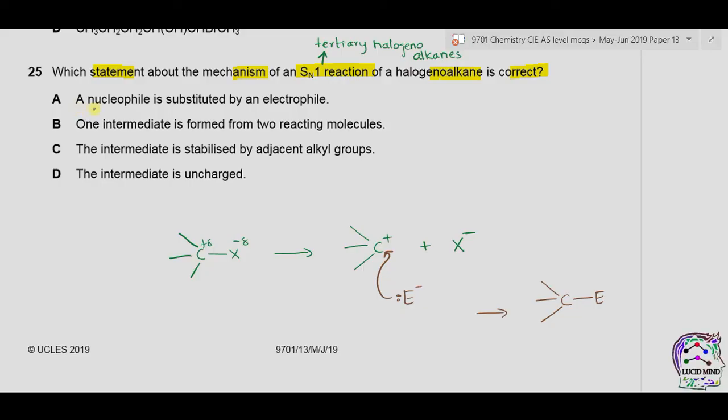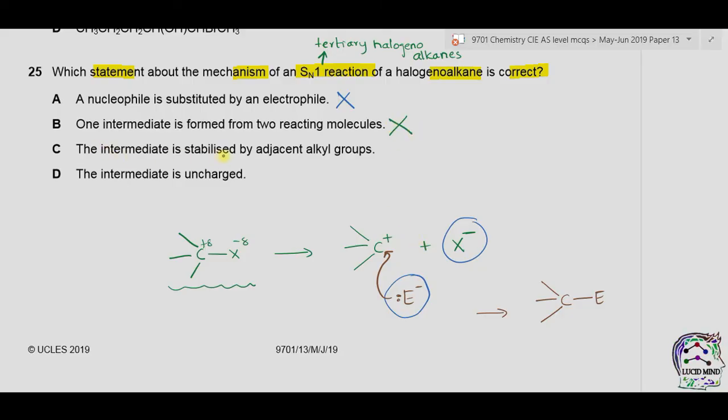Let's look into the options. A, a nucleophile is substituted by an electrophile. As we can see that both X negative and E negative are nucleophiles because they have negative charge. So therefore A is incorrect. B, one intermediate is formed from 2 reacting molecules. As we have 1 reacting molecule that forms 2 intermediates, so therefore B is also incorrect.